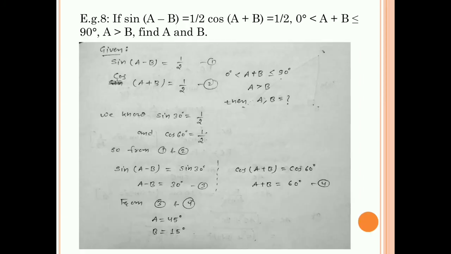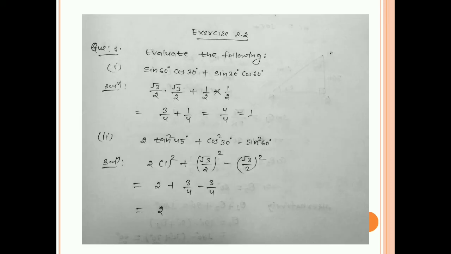So the examples related to the trigonometric ratios of specific angles, we have seen all the examples given in your book. So let's see some of the questions given in exercise 8.2. In question number 1, it is asked to evaluate the following.